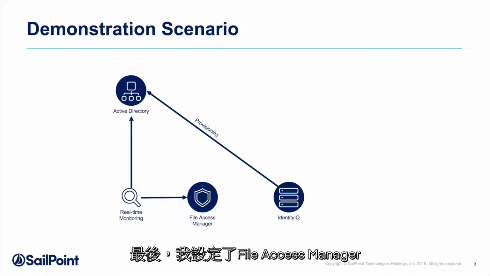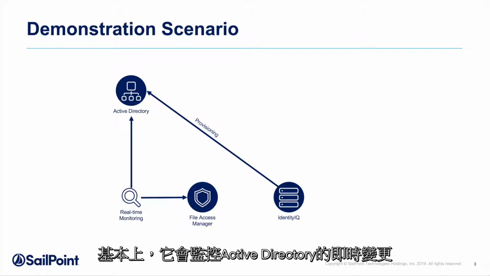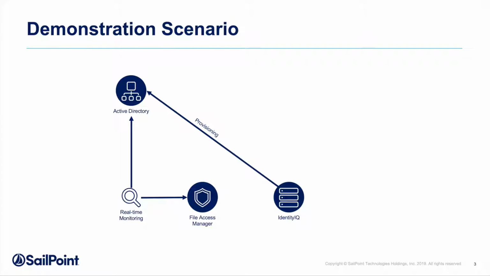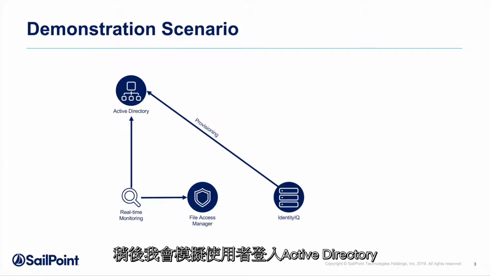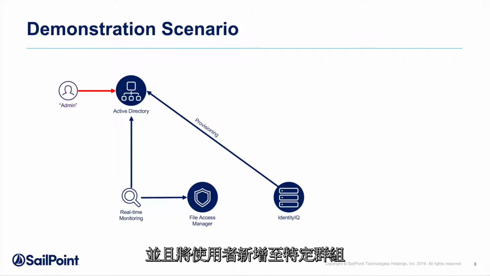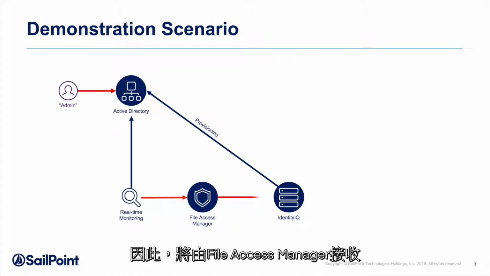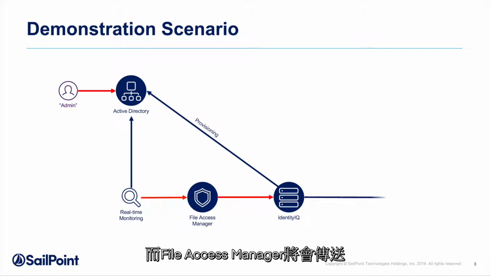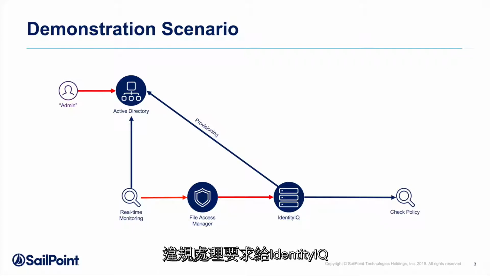Lastly, I have File Access Manager set up. It is basically monitoring Active Directory for real-time changes. So later, I will simulate a user logging into Active Directory and adding a user into a particular group. Since this change is not coming from Identity IQ, it will be picked up by File Access Manager, and File Access Manager will send a violation request processing to Identity IQ.